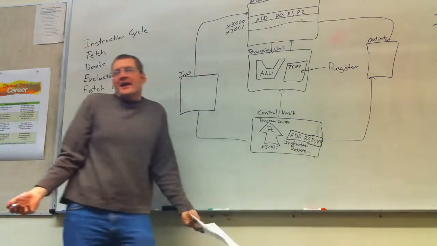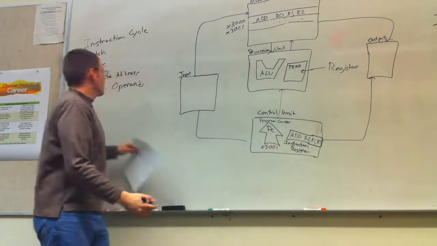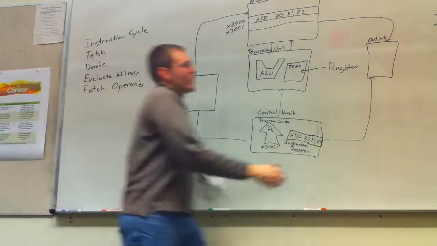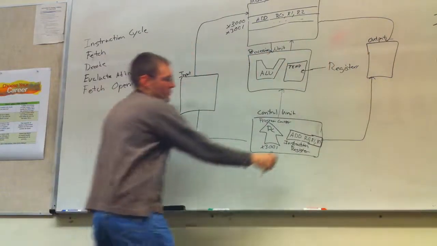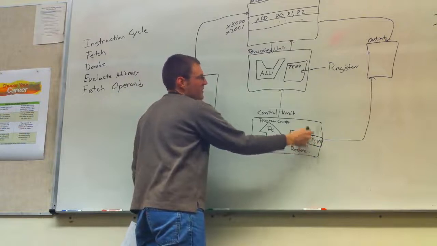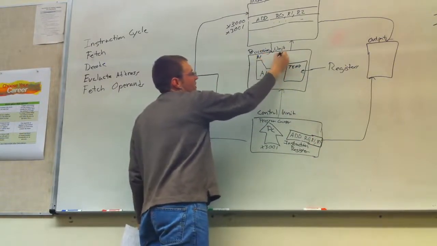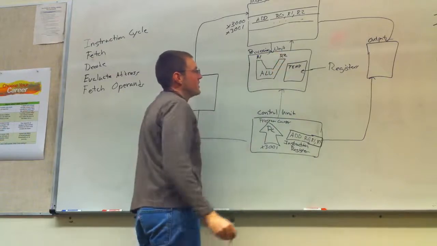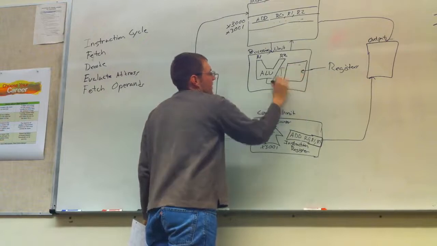There's nothing for me to do in an add instruction, so I'm not calculating an address. So it's going to fetch operands. Our operands are up here: R0, R1, and R2. So it goes and says, okay, R1, R2, and then this is going to go to R0.